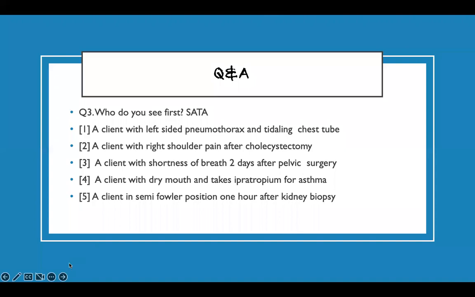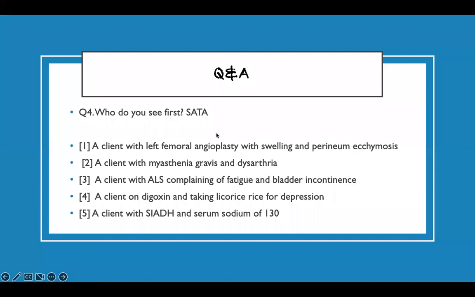Okay. Same thing, similar question. Who do you see in a SATA form? That means more than one. A client with left femoral angioplasty with swelling and perineal ecchymosis. Okay, this is the patient. You got to break down the words.